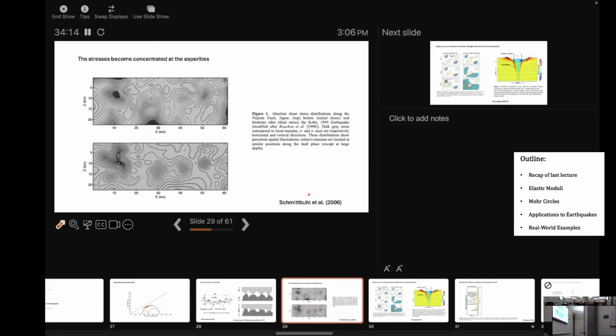So yeah, the stresses get concentrated at the asperities, and then rupture nucleates at the asperity, and distributes the stress. It's called a stress drop over the entire rupture domain.